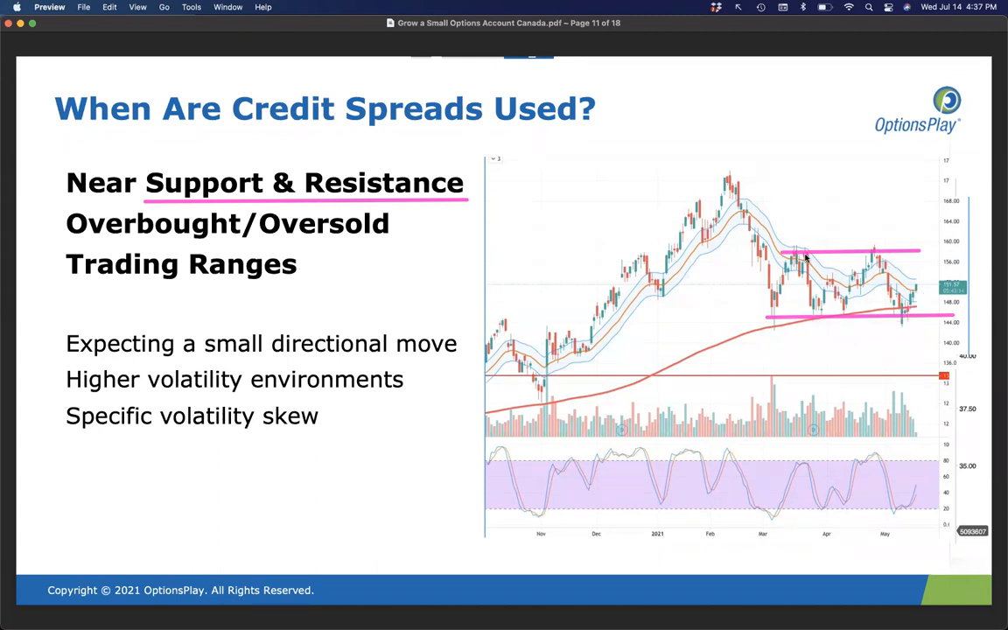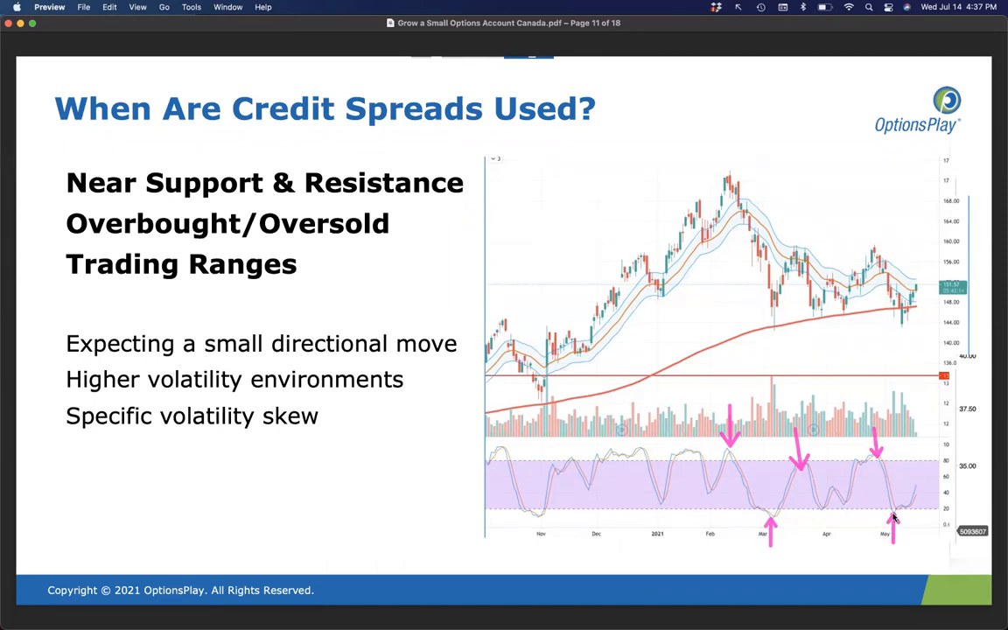Same thing for resistance levels. If you think the stock is near a resistance level and you think it's going to start moving lower, it doesn't matter if the stock moves significantly lower or a little bit lower, as long as the resistance level holds, you will be profitable. Another way investors like to use technical indicators like overbought, oversold conditions. These are also times that you can potentially enter a credit spread.